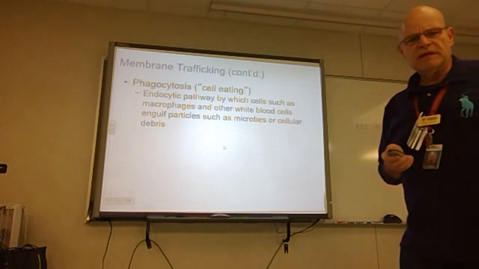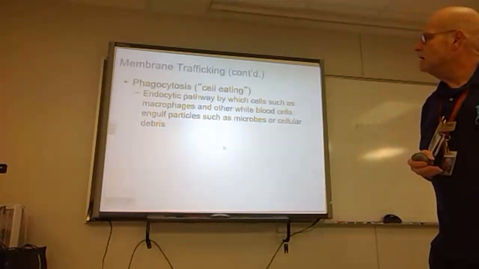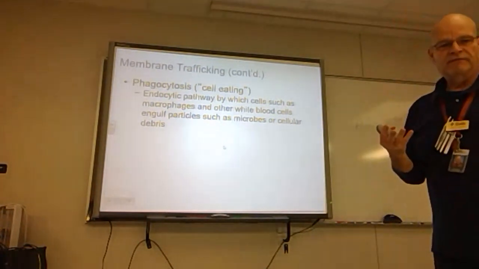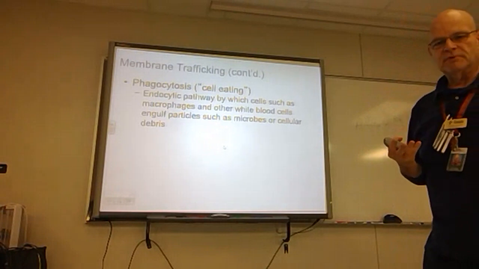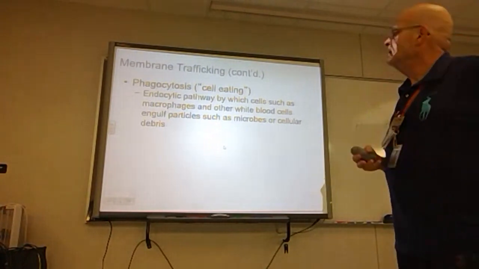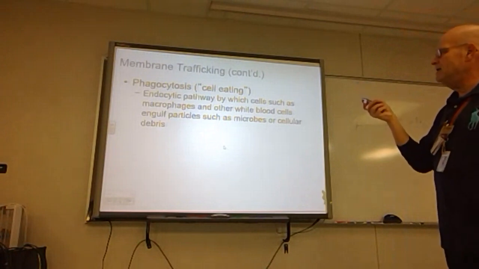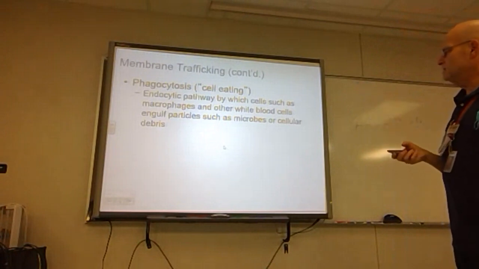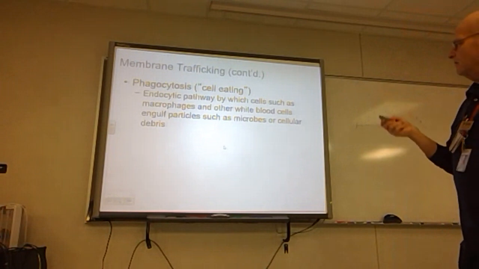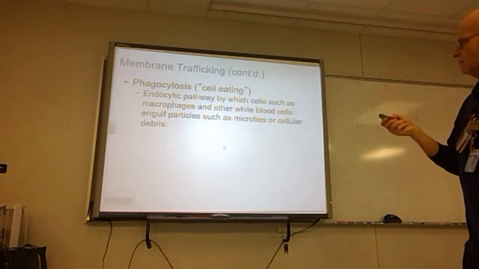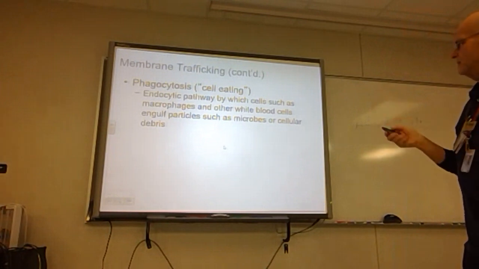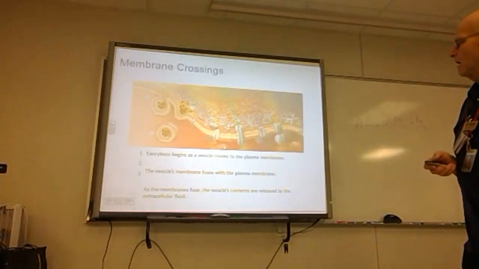Phagocytosis, also sometimes pronounced phagocytosis. I learned phago. Maybe phagio is a more proper pronunciation, but remember, I went to school in the South, so there you go. But phagocytosis is an endocytotic pathway by which cells, such as macrophages and other white blood cells, engulf particles such as microbes or cellular debris.